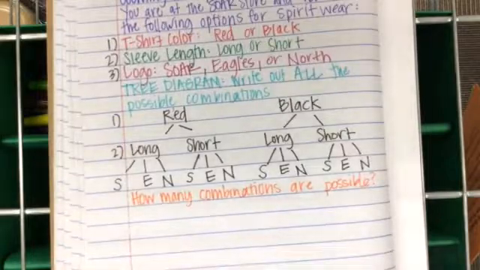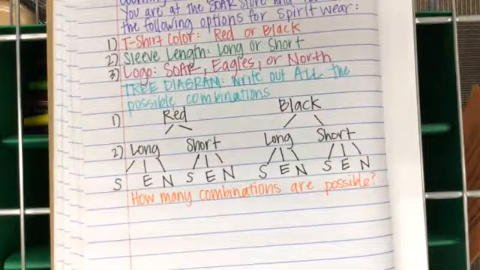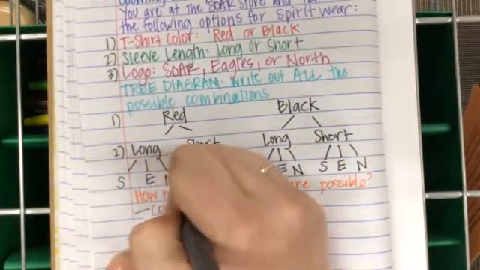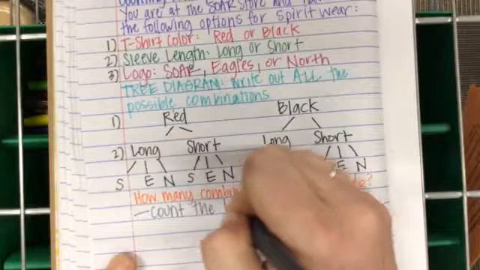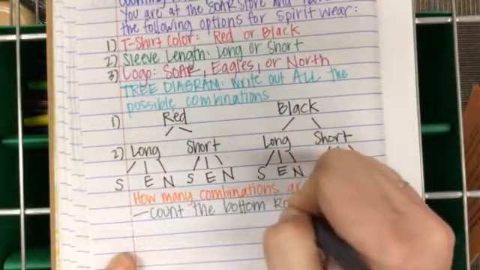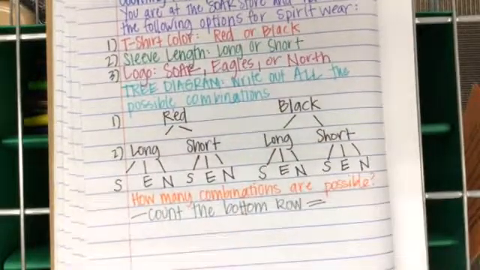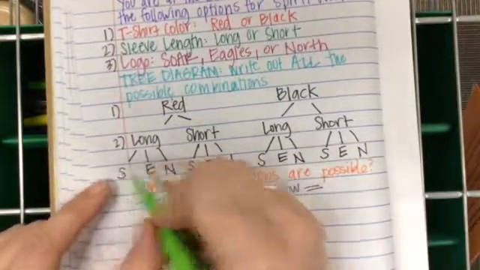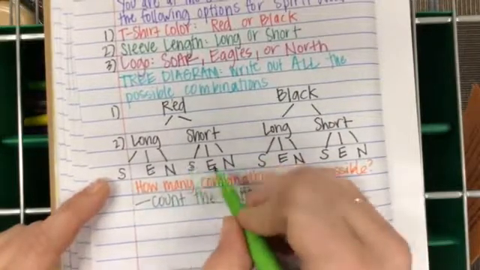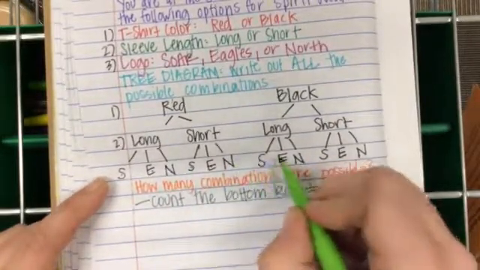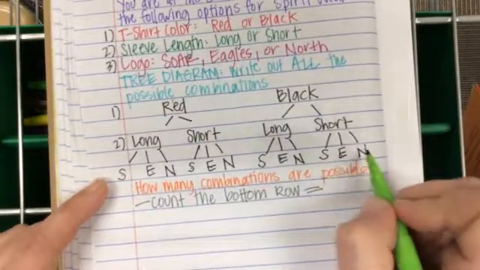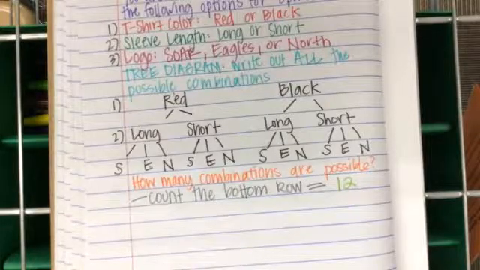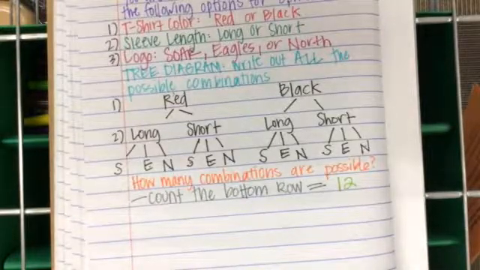So when we look at how many combinations are possible, what we do is we add or count the bottom row. So if I look at my bottom row, I have 1, 2, 3, 4, 5, 6, 7, 8, 9, 10, 11, 12. So there are 12 possible t-shirt combinations at the SOAR store.